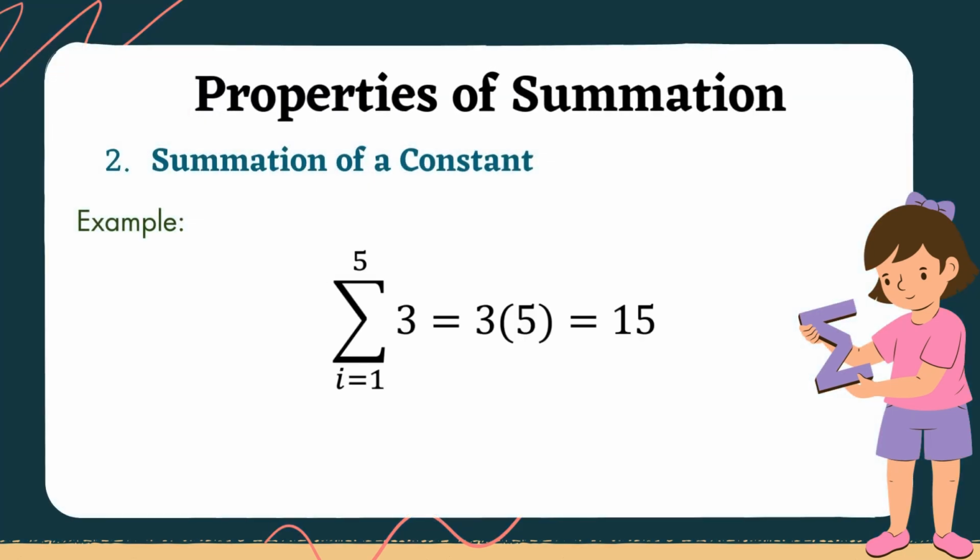For this example, I have the sum of 3 from 1 to 5. So the sum of 3 from 1 to 5 is simply equal to 3 times 5. So 3 times 5 is equal to 15.